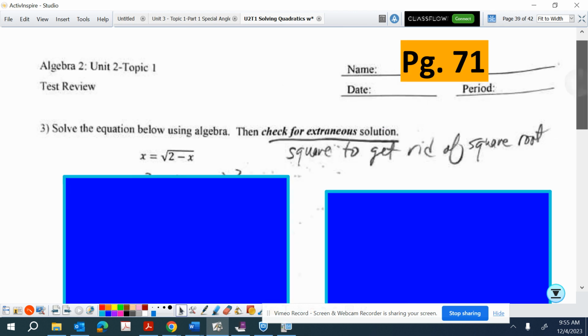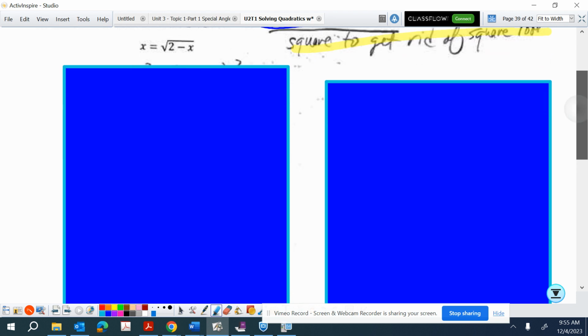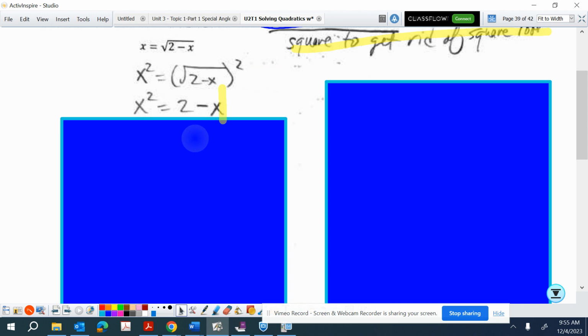Page 71. Okay, now this one you must check for extraneous solutions because you are squaring to get rid of a square root. So you need to make sure that both solutions work. So in order to get rid of a square root, you're going to square both sides. Oh, sorry about that. I didn't mean to draw this line here. So squaring both sides, the squaring gets rid of the square root.